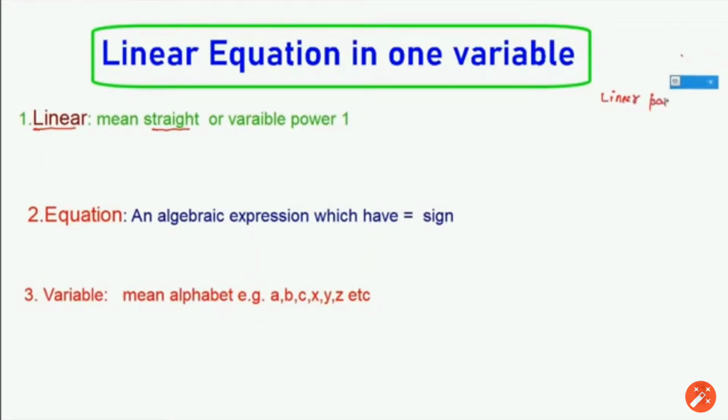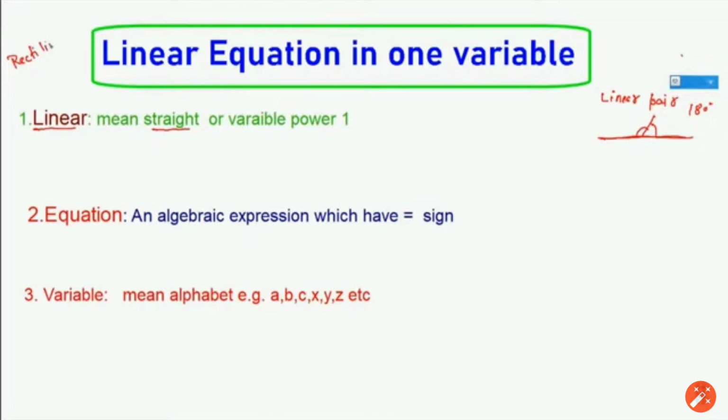Students, today we will start linear equation in one variable. First of all, we should know linear pair. We know that the sum of two angles is 180 degrees. It means a straight line.